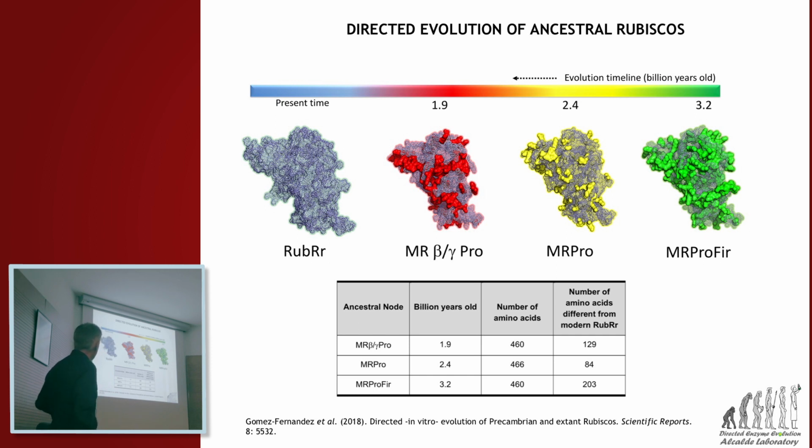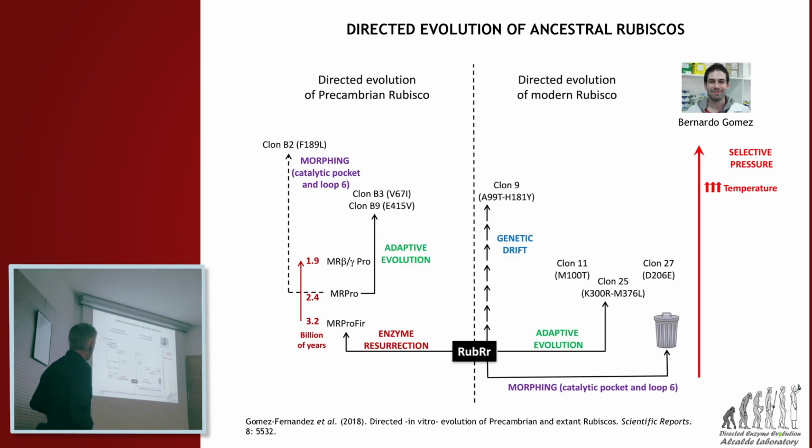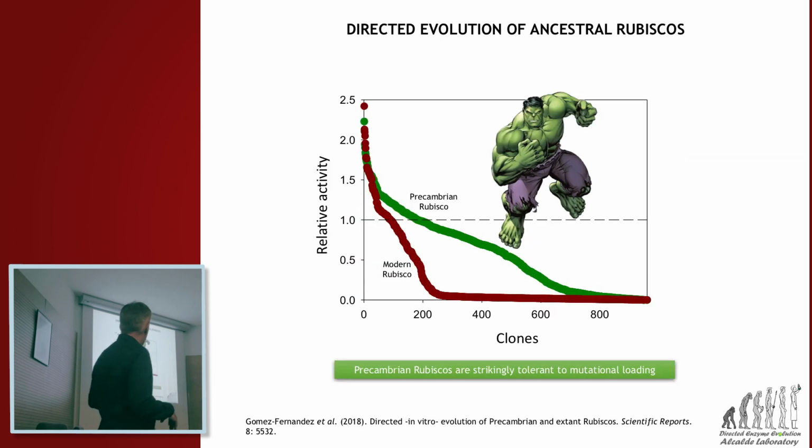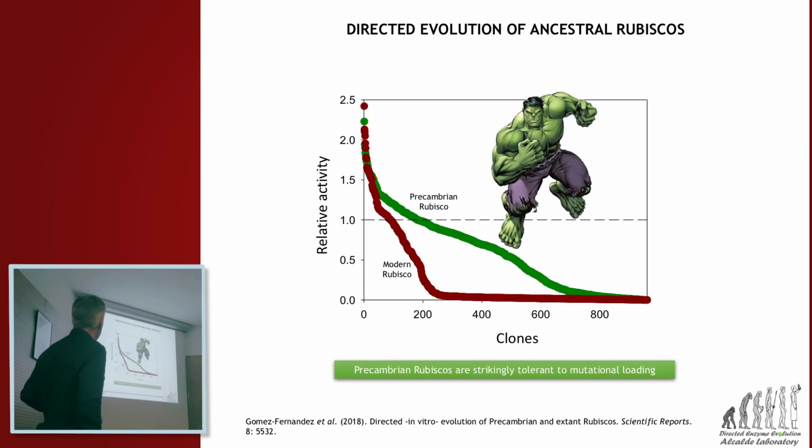And we evolved these enzymes along with the modern counterpart by means of different techniques of directed evolution, and we compared the evolution of the modern enzyme but also the evolution of the ancestral one. And we obtained interesting properties in terms of the tolerance of the ancestral enzyme.